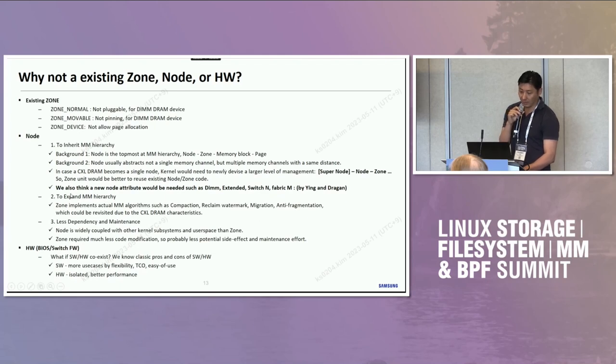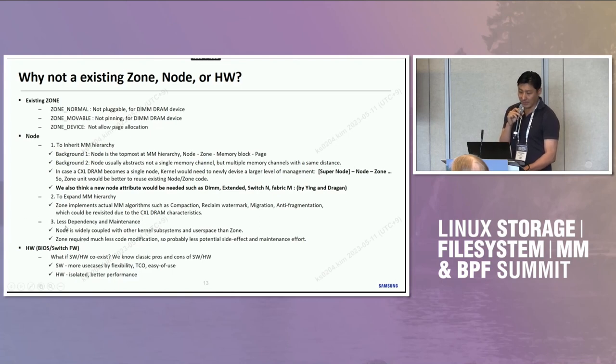And the second reason is we also wanted to expand the MM hierarchy. So in the current Linux implementation, zone actually implements some specific MM algorithms like compaction, reclaim, watermark, migration, and anti-fragmentation. So I think those policies can be revisited for CXL DRAM.